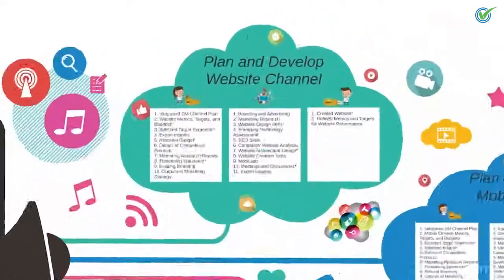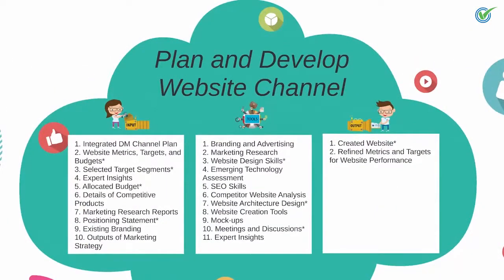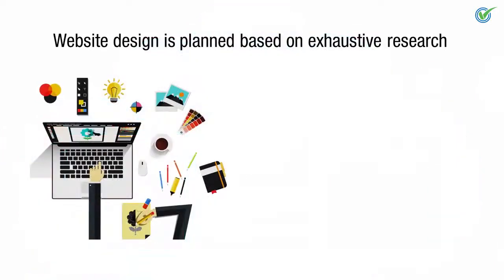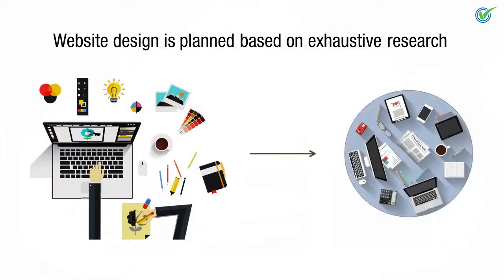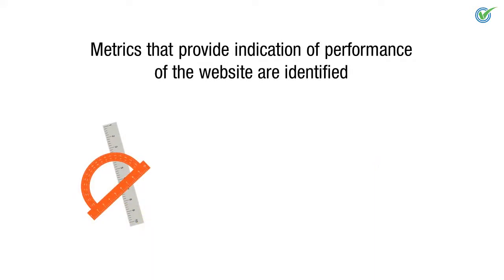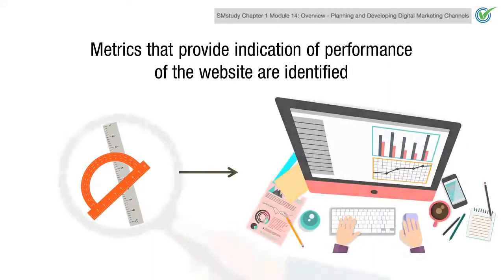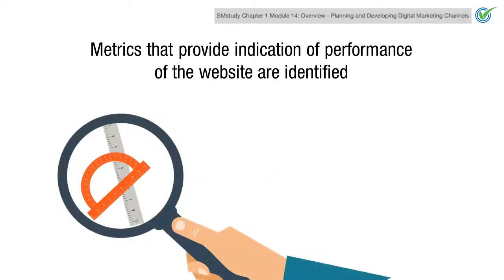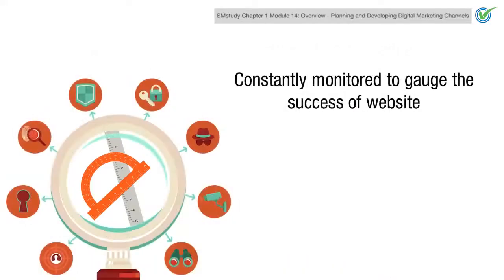Plan and develop website channel. In this process, a website design is planned based on exhaustive research, and the organization's website or brand's website is created. As part of this process, the metrics that will provide an indication of the performance of the website are also identified and, once established, are constantly monitored to gauge the success of the website.